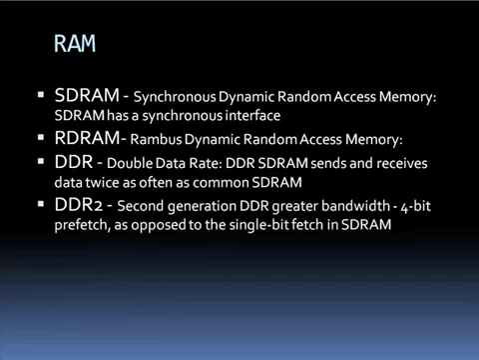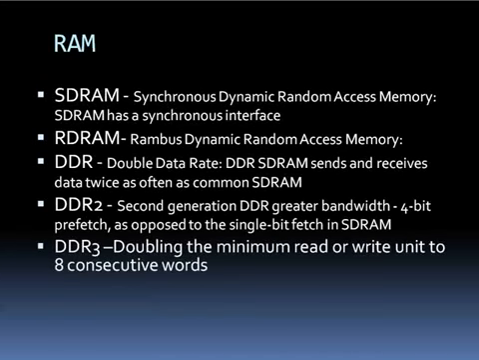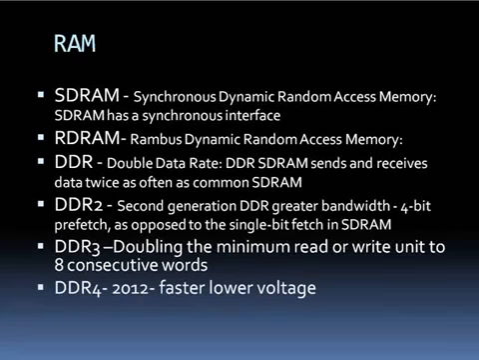DDR2. And DDR2 is the second generation, and DDR3 is doubling the minimum read and write to 8 consecutive words. And DDR4, which is slated for about 2012, is even faster, and it's going to be at a lower voltage. I think they may actually come out a little bit sooner than that, but that just kind of gives you an idea of the different types of RAM that's out there.